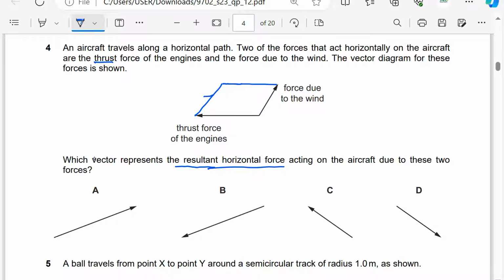The force due to the wind is in that direction. The force due to the thrust force is in that direction. So the resultant must be the diagonal force between these two. So the resultant must be the force here. So this should be the resultant. So when I look at the answers here, it means the answer is going to be C.